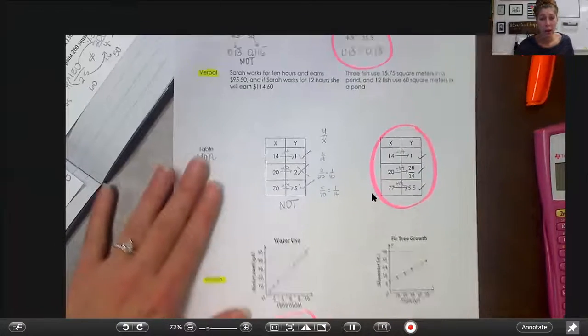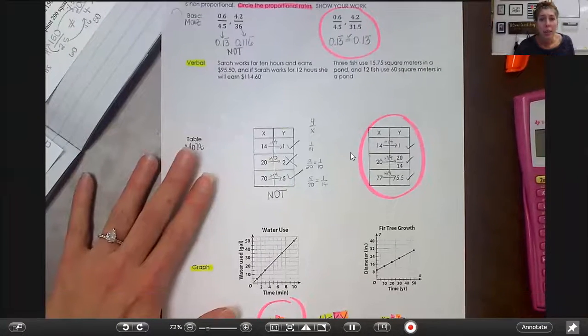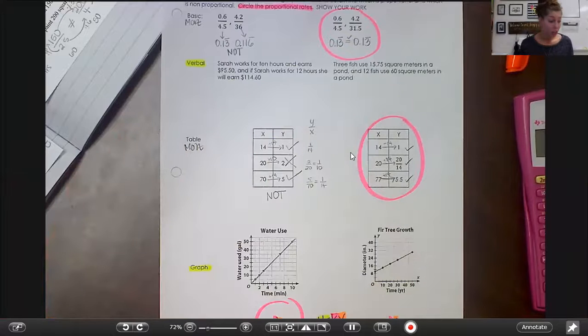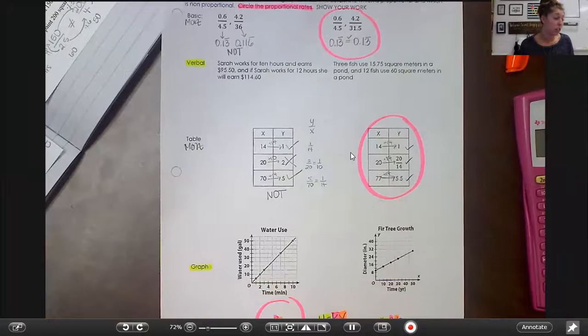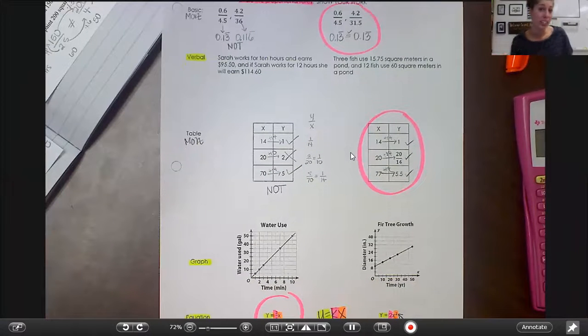So I'm going to zoom out like as promised. And there we go. You have the verbal description and the graphs. I'd like you to determine which one is proportional from each pair, okay? And I will see you soon for our meeting.